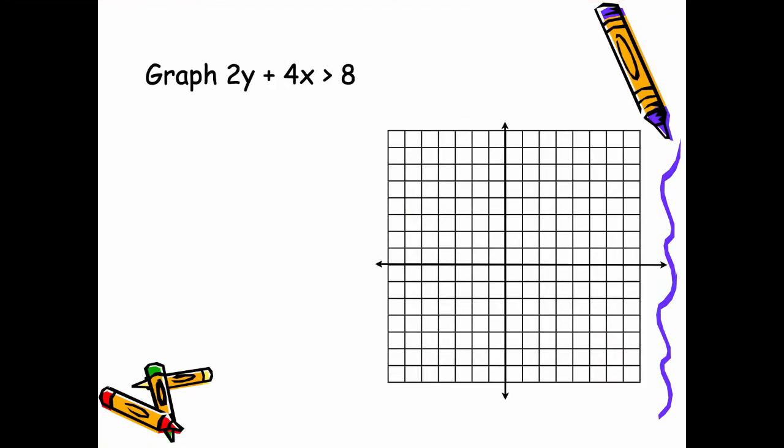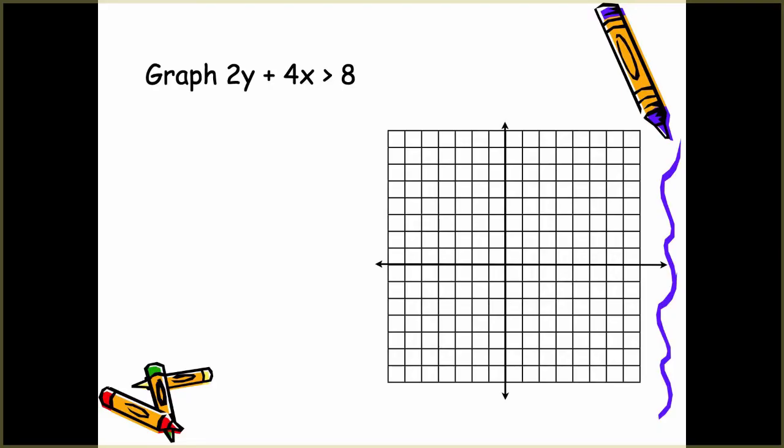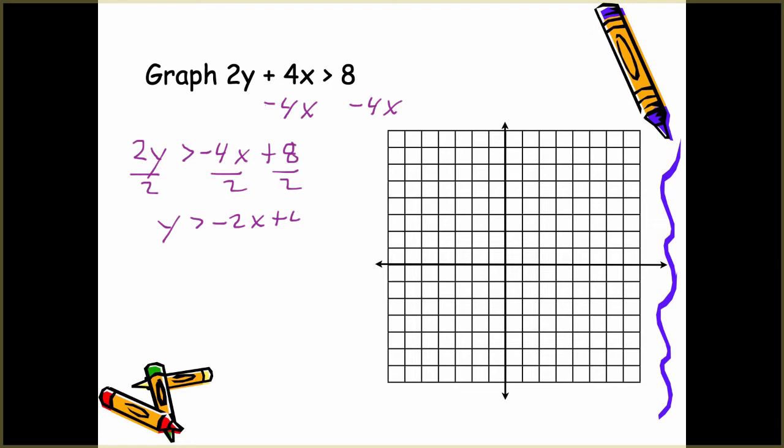So here we have 2y plus 4x is greater than 8. And again, since it's an inequality, we want to put this in slope-intercept form. To do that, we need to move the 4x. We can usually graph these off of the intercepts, but we have to be careful with some of these because you may have problems with the inequality symbol itself. So we have 2y is greater than negative 4x plus 8. Divide everything by 2, and we get y is greater than negative 2x plus 4.